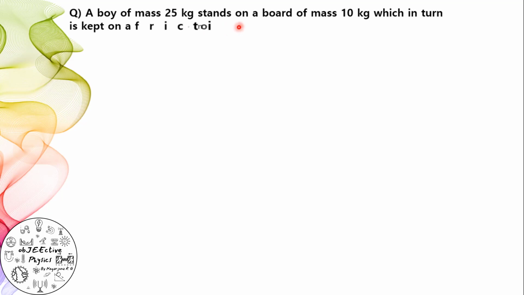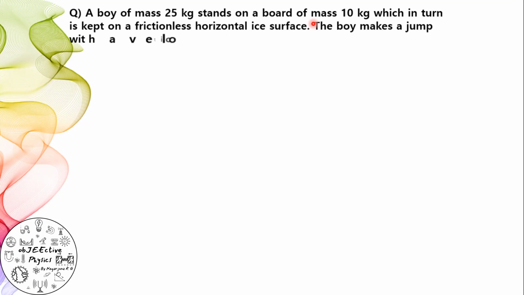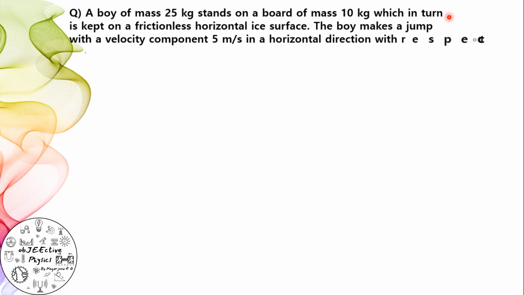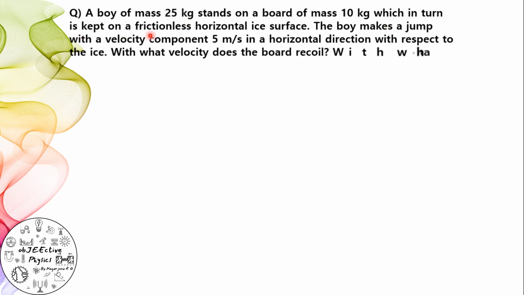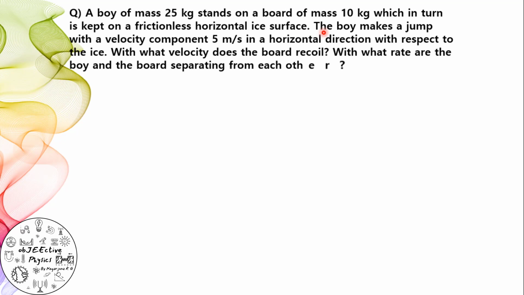A boy of mass 25 kg stands on a board of mass 10 kg, which in turn is kept on a frictionless horizontal ice surface. The boy makes a jump with a velocity component 5 meters per second in a horizontal direction with respect to the ice. With what velocity does the board recoil? With what rate are the boy and the board separating from each other? Observe the solution.